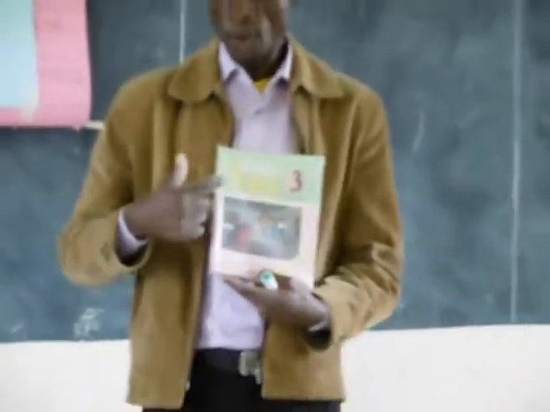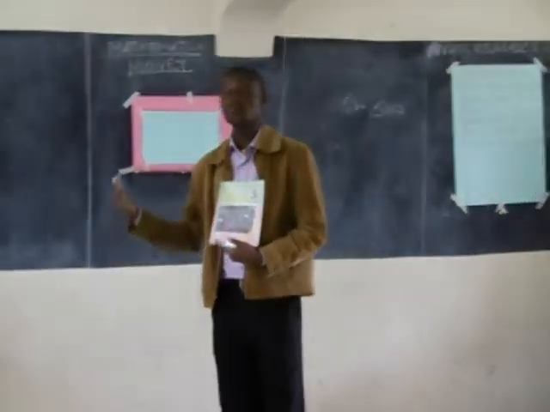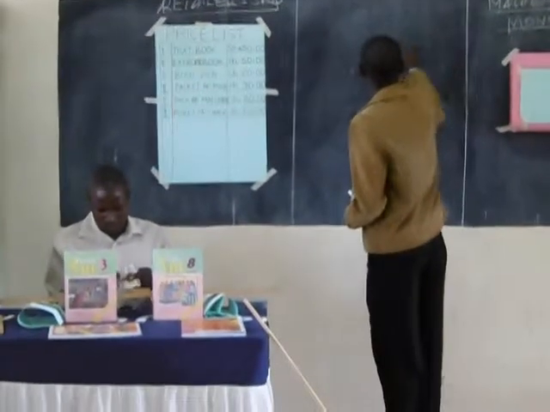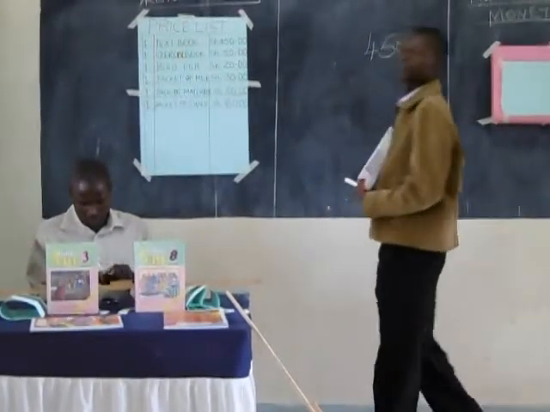Now, as you've seen, when he was buying the book from the wholesaler, he paid 500 shillings. But now I've bought the book from him at 450 shillings. So I've given him only 450 shillings.